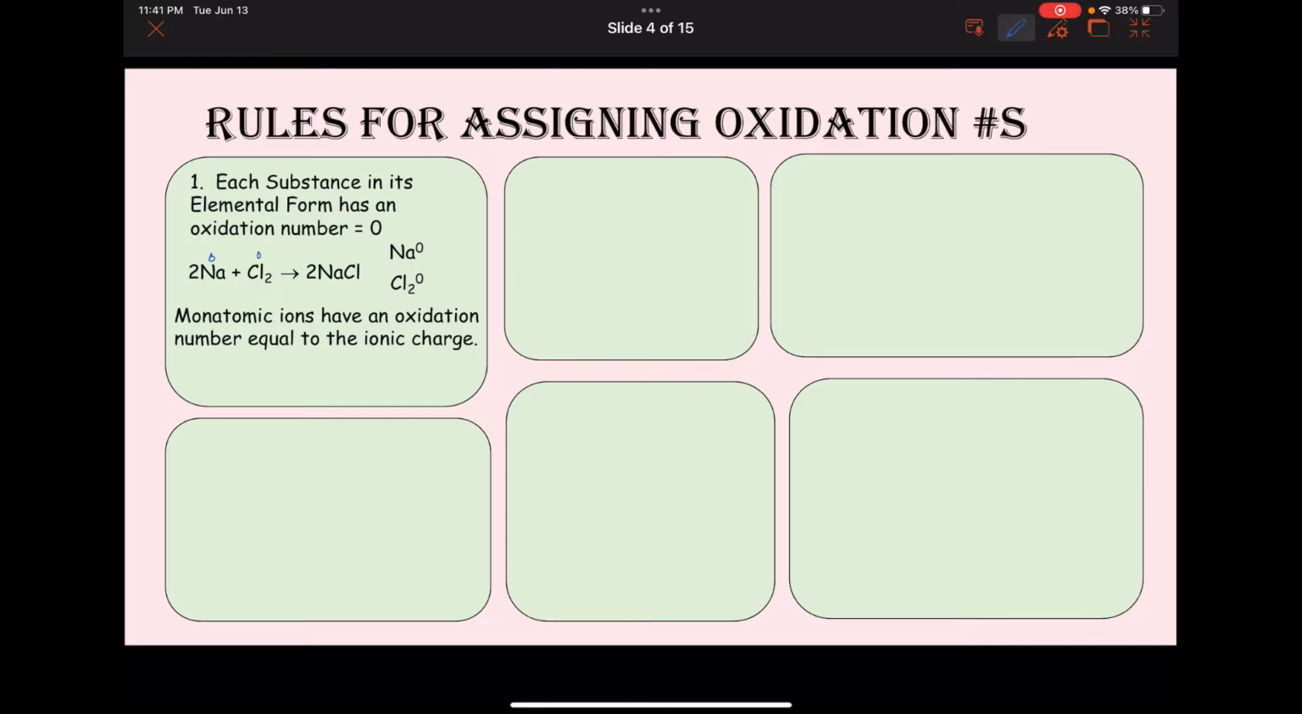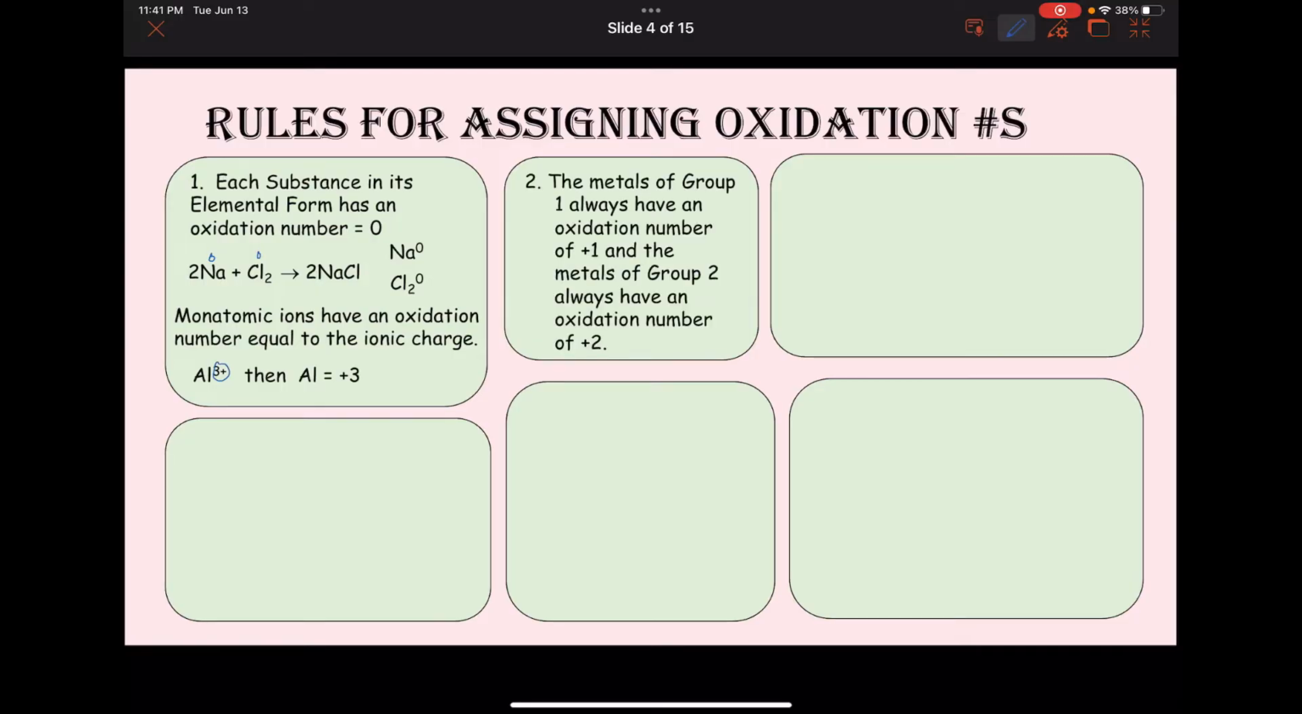If we are talking about any monoatomic ions, then their charge is just going to be whatever the charge of the ion is. Sometimes you might be given an equation with an ion in the reactant or the product. Whatever charge you see for that ion is its oxidation state. Number 2: if we are given any metal that is in group 1, the charge of all of the metals from group 1 is always +1.